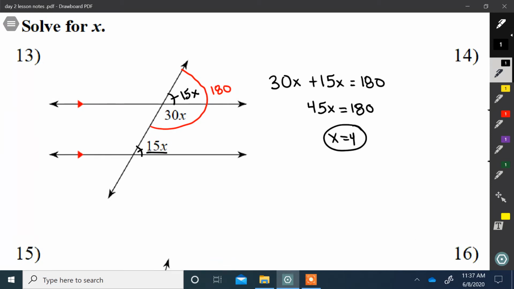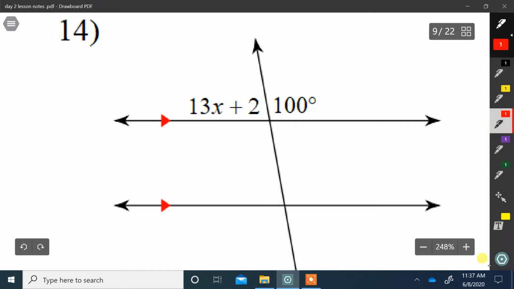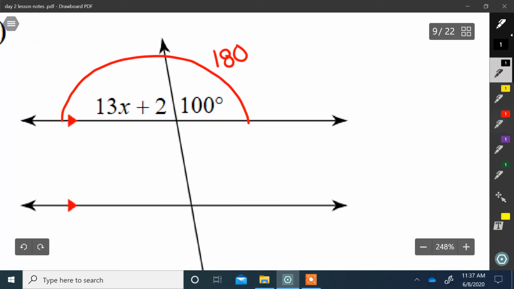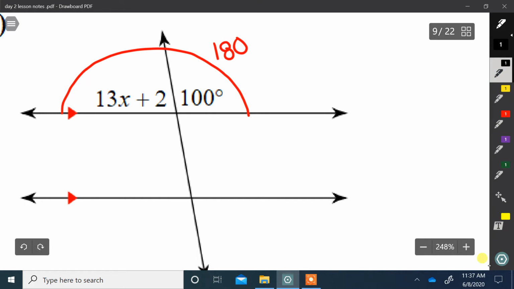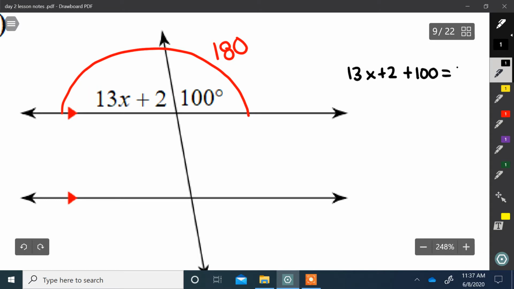Let's do a couple more problems so you can see. Alright, same idea with this one. Look, all of that is going to add up to 180 degrees. So if I want to solve this, very simple. The way I set it up is like this: 13x plus 2 plus 100 is equal to 180. Okay, I'm going to add those two together.